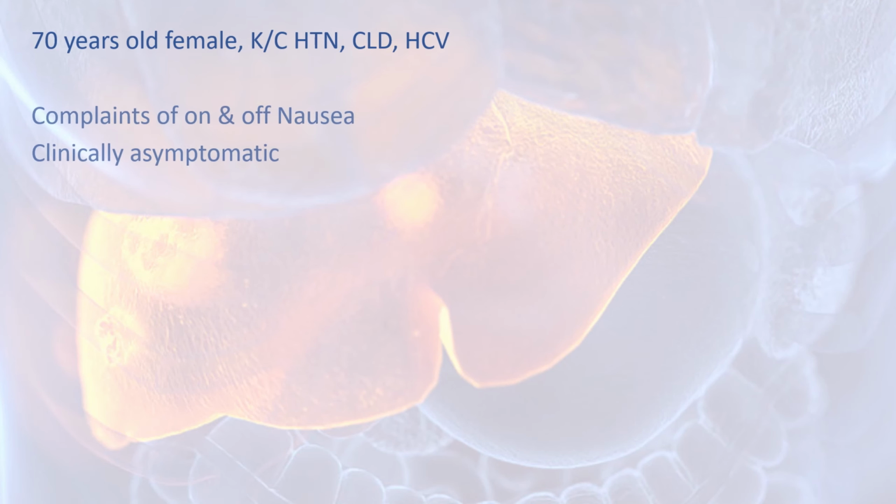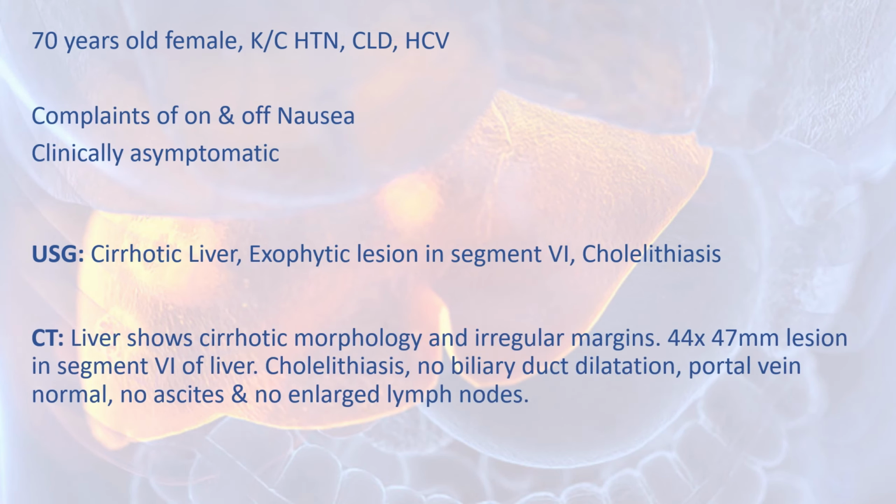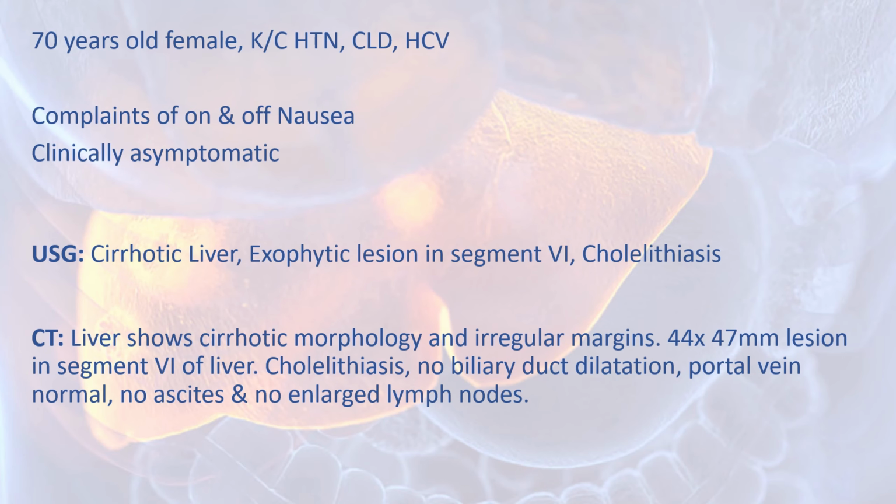HCV. She presented with complaints of on and off nausea. Clinically, the patient was asymptomatic. On ultrasound, a cirrhotic liver and an exophytic lesion in segment 6 were found, and she had cholelithiasis. In her CT scan, the liver shows cirrhotic morphology and irregular margins, with a 44 by 47 millimeter lesion in segment 6 of the liver with arterial enhancement and washout suggestive of hepatocellular carcinoma, and cholelithiasis with no biliary duct dilatation, portal vein normal, no ascites, and no enlarged lymph nodes.